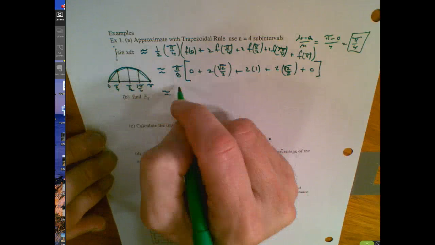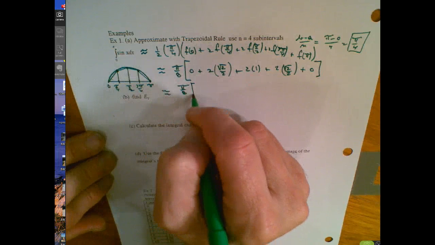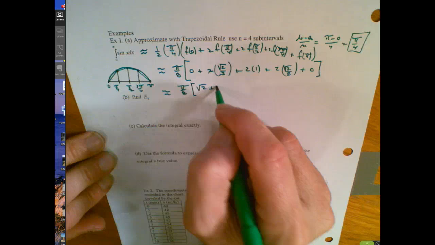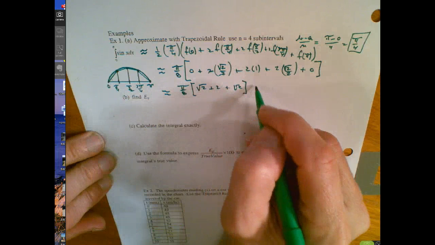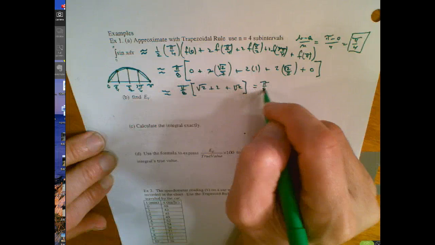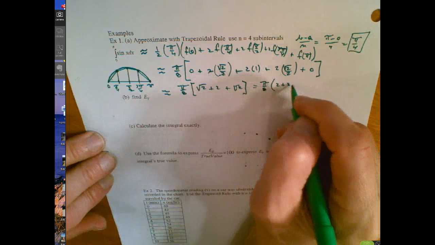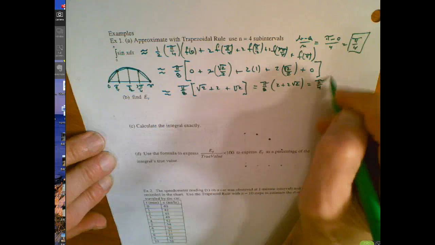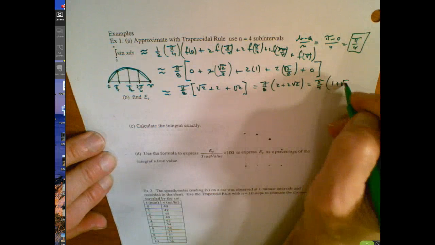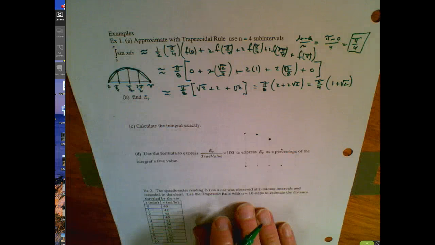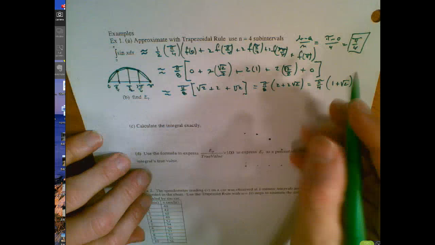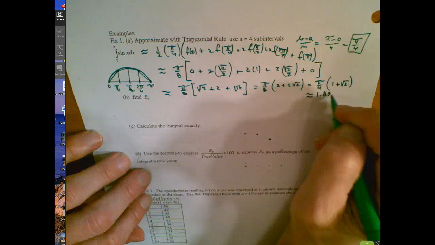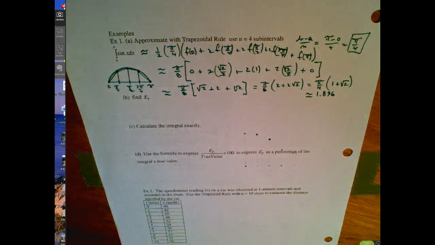So finally we put pi over 8, and we add up the numbers. Now we notice here we have square root 2 plus 2 plus square root 2. And finally we have pi over 8 times 2 plus 2 square root 2. We could factor out a 2 and cancel, and I'm left with pi over 4 times 1 plus root 2. Okay, so that's going to be our answer, and if we put that in a calculator, that is about 1.896. And that's how we apply the trapezoidal rule to our problem.